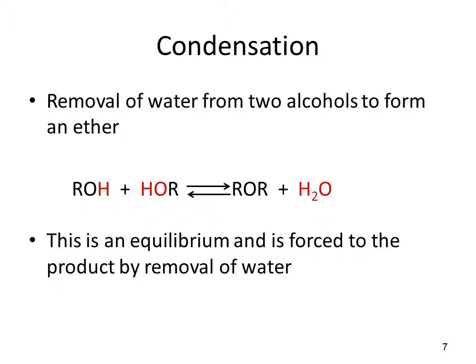This is an equilibrium reaction, which you can see with the double arrows, and we can force this reaction to completion by the removal of water. We can actually force it toward the alcohols by adding lots of water, or we can force it toward the ether by removing lots of water. So this is an example of how we can control reactions by using the principles in equilibrium.